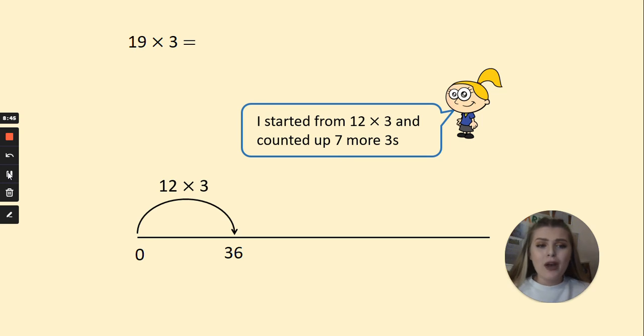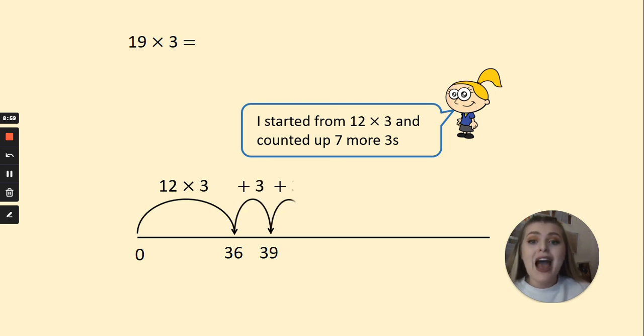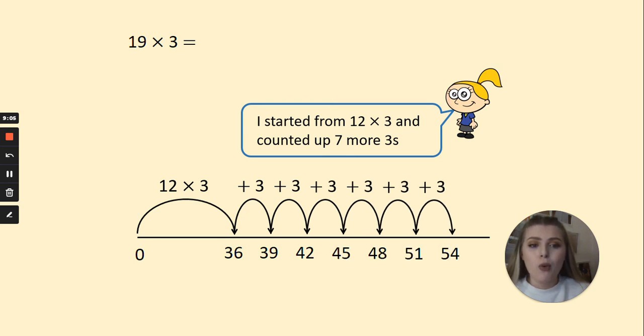Now, we've already done 12 jumps, so we need to do 7 more jumps so that in total we do the 19 jumps that we need to. So if we add on 3, that gets me to 39. Add on another 3, 42. I'm going to keep adding until I've done another 7 more jumps. Now I've jumped an extra 7 times.